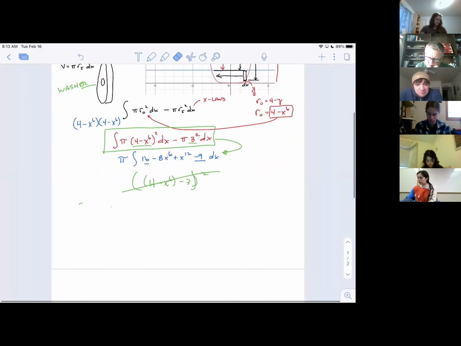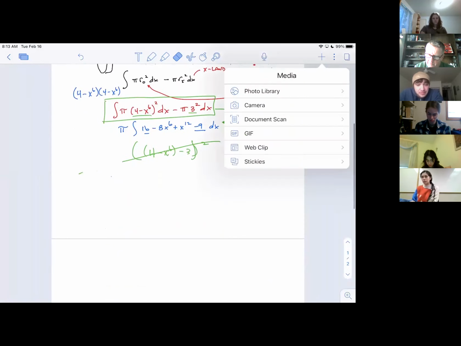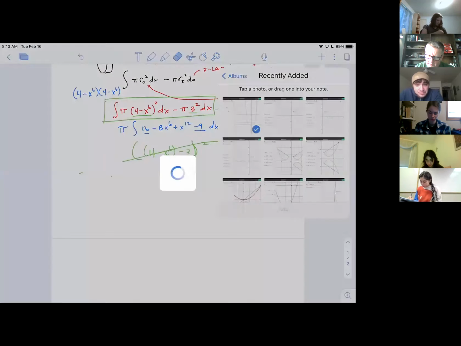So let's try visualizing this with shells and see if we can make any headway with that.